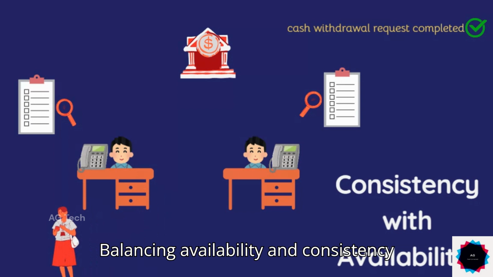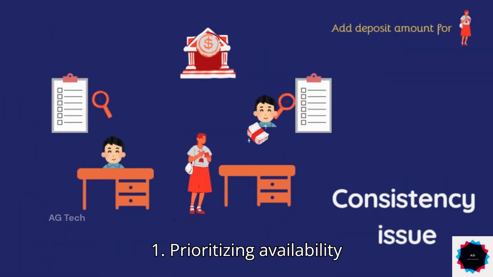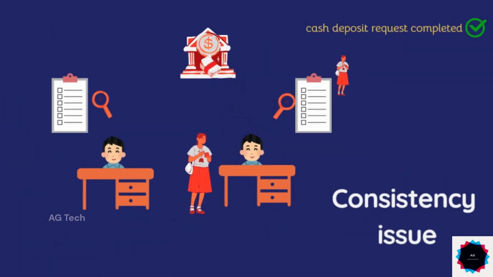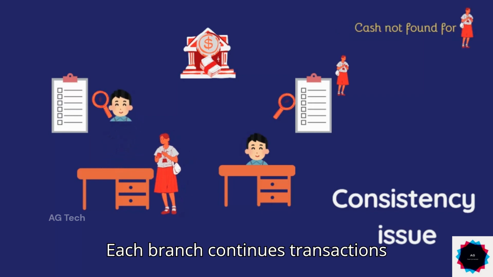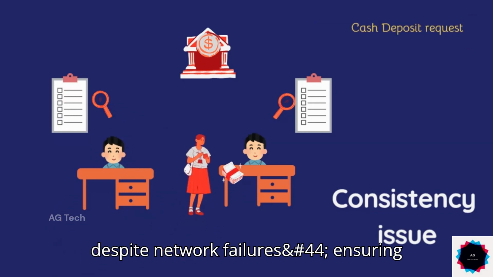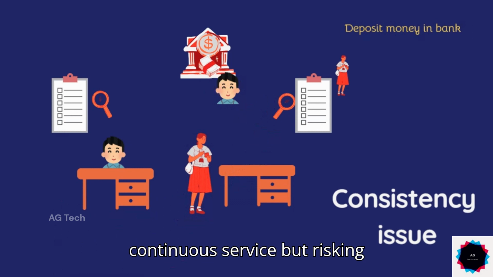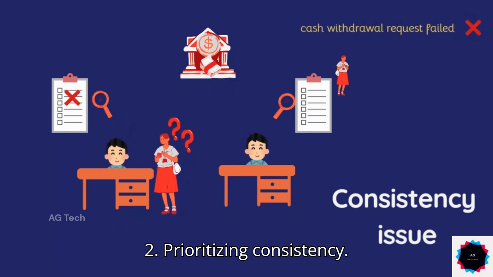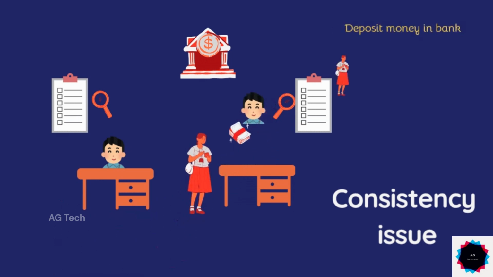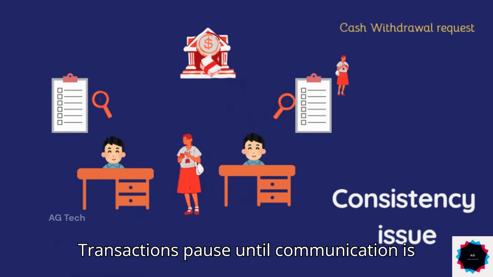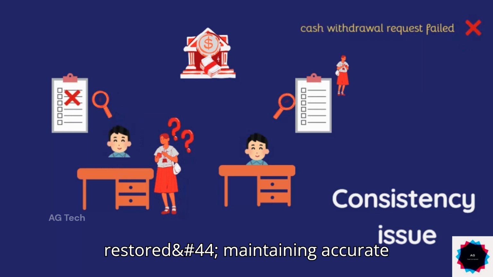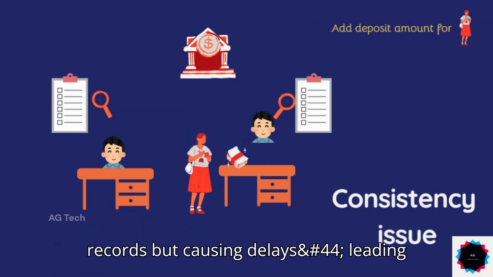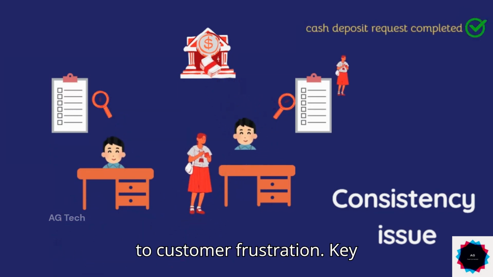Balancing availability and consistency. 1. Prioritizing availability. Each branch continues transactions despite network failures, ensuring continuous service but risking inconsistent records during partitions. 2. Prioritizing consistency. Transactions pause until communication is restored, maintaining accurate records but causing delays, leading to customer frustration.